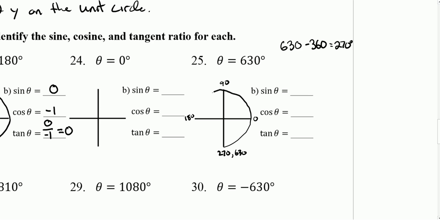So here's our unit circle. We want the coordinate on the unit circle at that point. Well, we're only one below 0, 0, so that's at 0, negative 1, where 0 is your x value, negative 1 is your y value. Sine is the y value, cosine is the x value, tangent is y over x. But we can't divide by 0, so we write undefined.